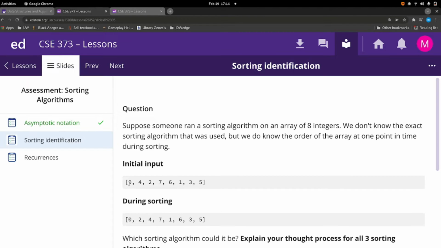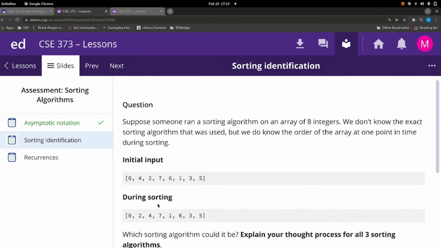Insertion sort, you're starting with 0, and then you go to 4, and you need to insert that into the right spot. So 0, 4. Then you have 2, and you insert that into the right spot: 0, 2, 4. Then you have 7, you insert that into the right spot: 0, 2, 4, 7. Okay, so everything looks good. And then you have 6, you need to insert that into the right spot. So now it needs to be 0, 2, 4, 6, 7. In this case, it wouldn't be correct because during sorting, this is how it looked.